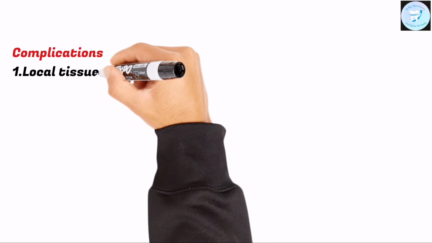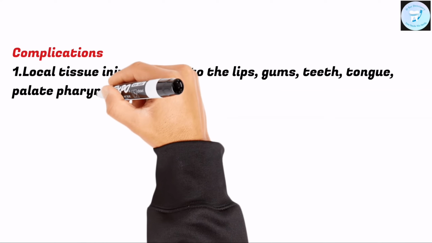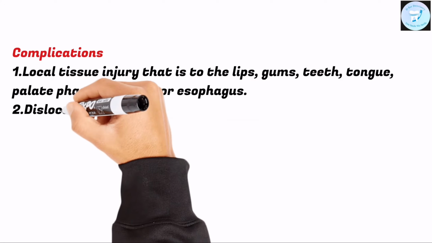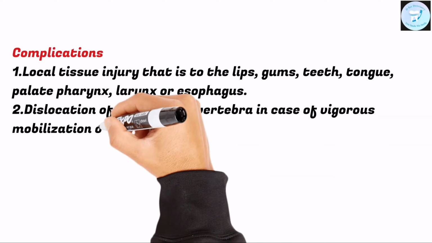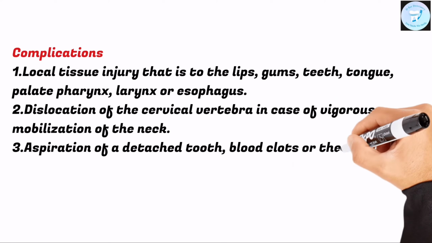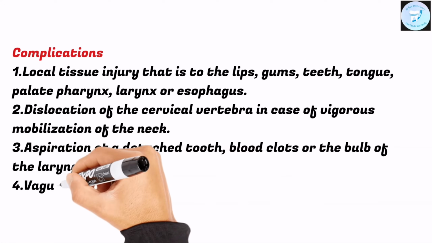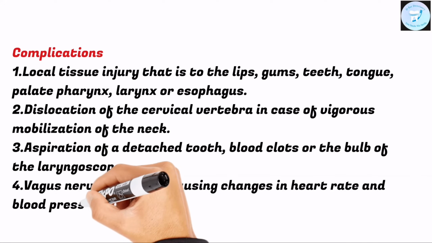Complications. First, local tissue injury, that is to the lips, gums, teeth, tongue, palate, pharynx, larynx or esophagus. Second, dislocation of the cervical vertebrae in case of vigorous mobilization of the neck. Third, aspiration of detached tooth, blood clots or bulb of the laryngoscope. Fourth, vagus nerve irritation causing changes in heart rate and blood pressure.